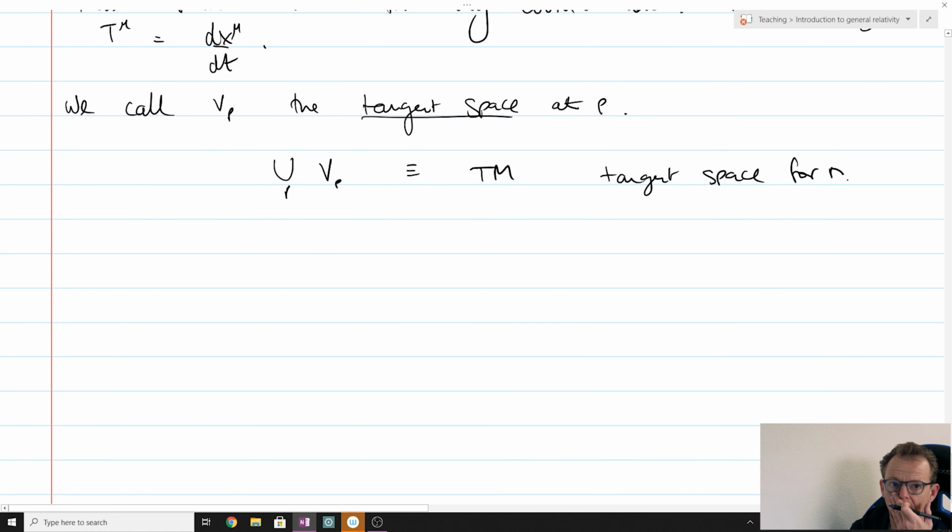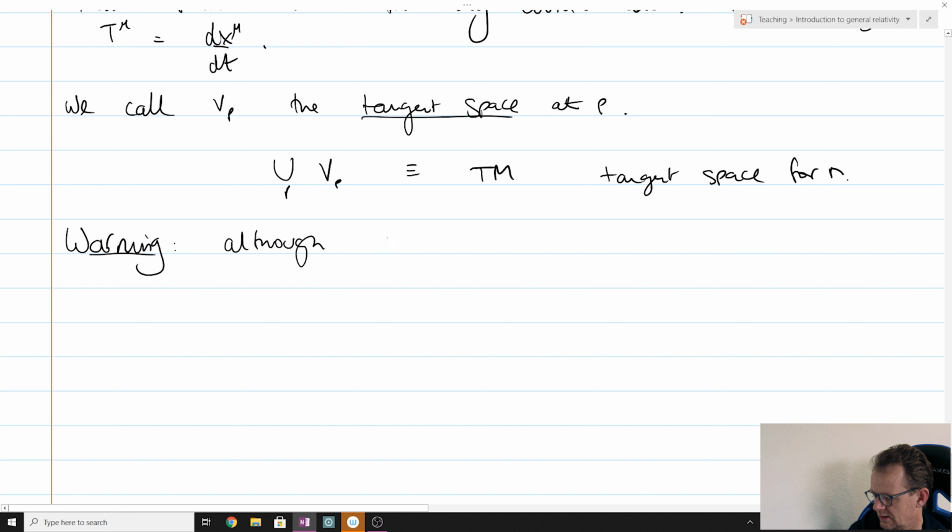Now comes the warning. We've tried to build a vector space. Although our smooth manifolds may not necessarily be vector spaces, we've managed to associate a vector space to each point of a smooth manifold. And you might start wondering, well, it looks a bit like M is a vector space. This is where you've got to be real careful.